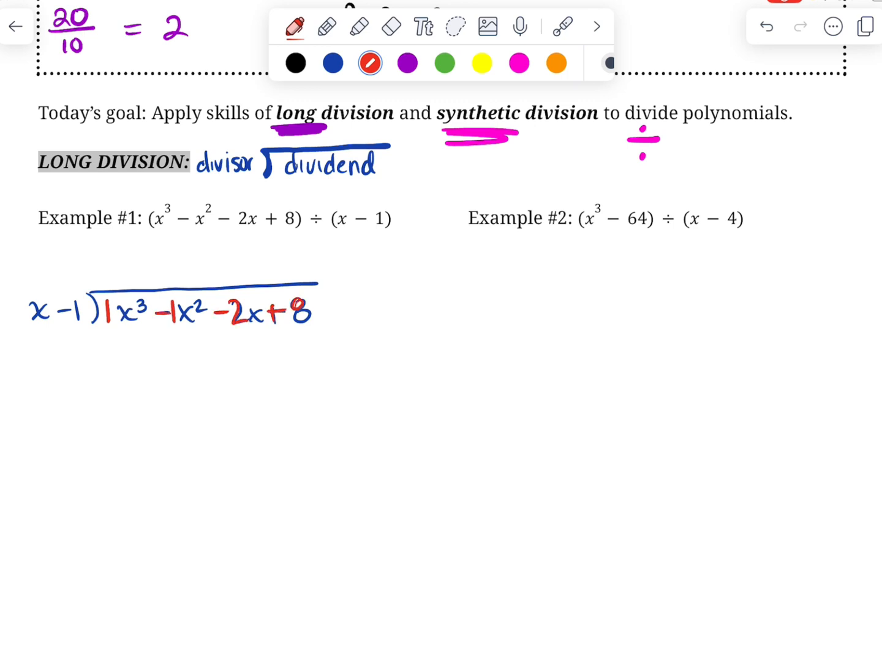and a positive 8. Okay, those coefficients are going to be important. All right, so here's the idea. What we're going to do is, one term at a time, try to eliminate each term by adding to 0.